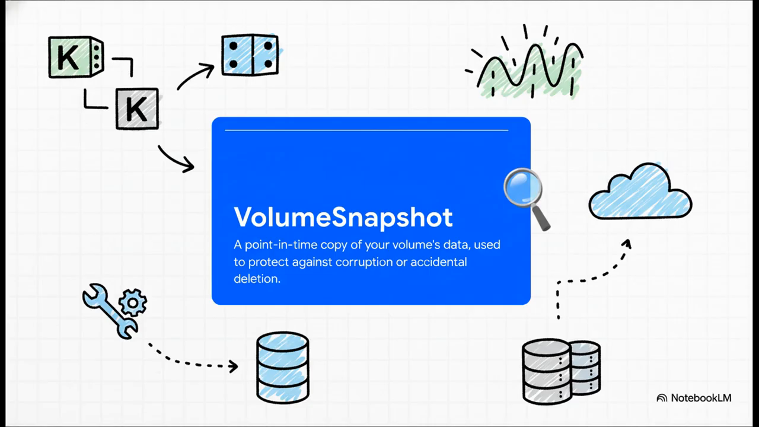The native Kubernetes way to handle this is with something called a volume snapshot. It does exactly what it sounds like. It takes a perfect point-in-time snapshot of your volume's data. This is your get-out-of-jail-free card for data corruption, accidental deletions, pretty much any disaster you can think of.